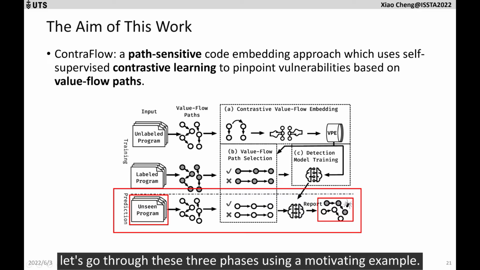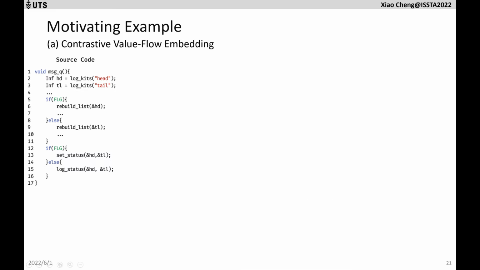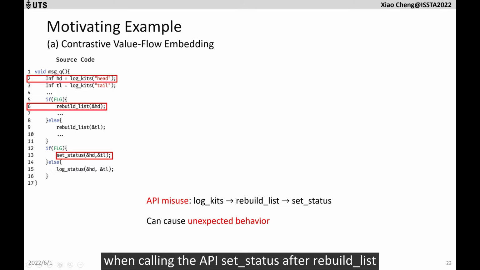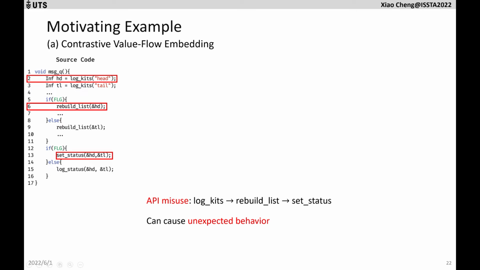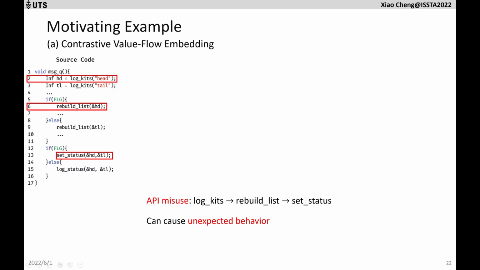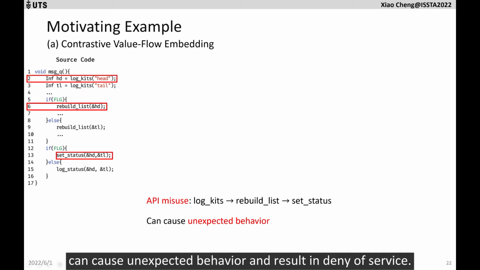Next, let's go through these three phases using a motivating example. Here is a real-world vulnerability from POCO. It is caused by the API misuse when calling the API set status after rebuild list, where the variable hd is first defined at 9.2, then modified at 9.6, and used at 9.13. This buggy value flow path of hd can cause unexpected behavior and result in denial of service.